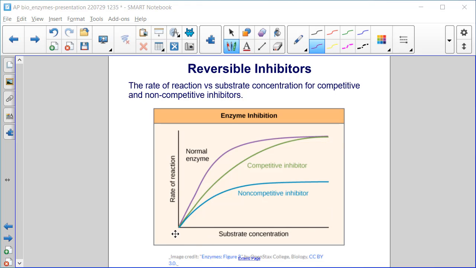But for non-competitive inhibitors, look what happens. We do increase a little bit as we have some substrate, but then we reach a maximum that's much below the production of normal enzyme function, even as we continue to increase substrate concentration.